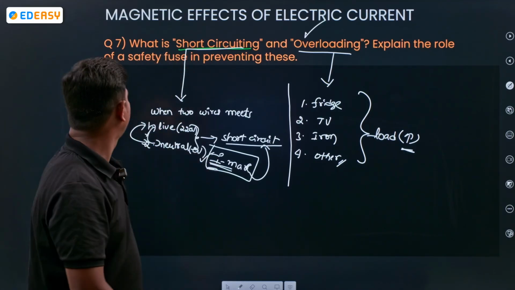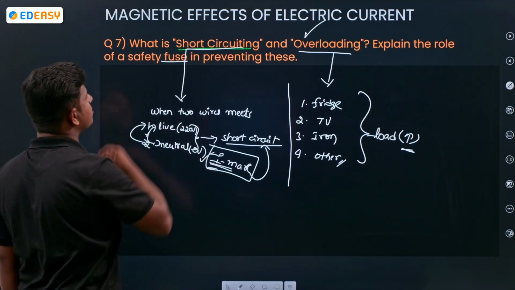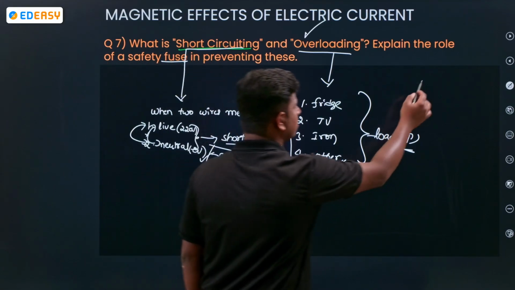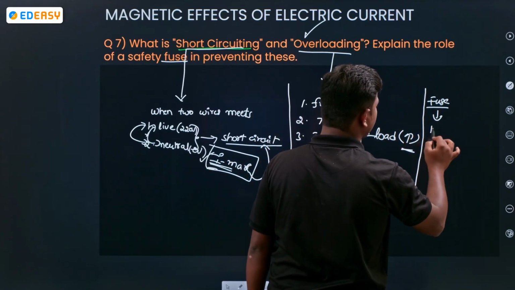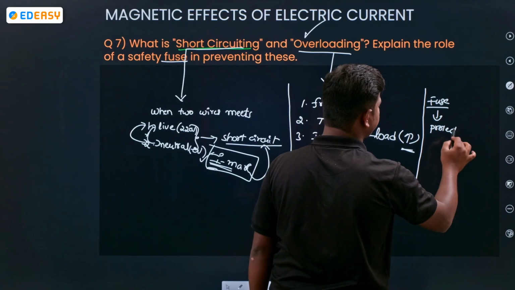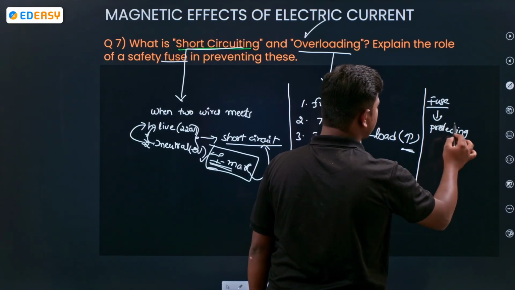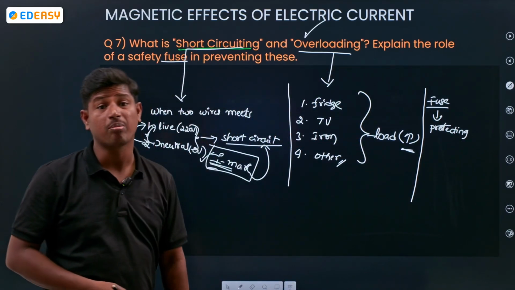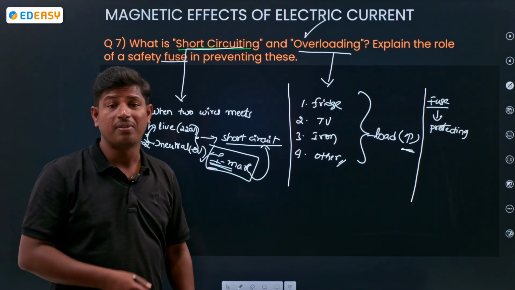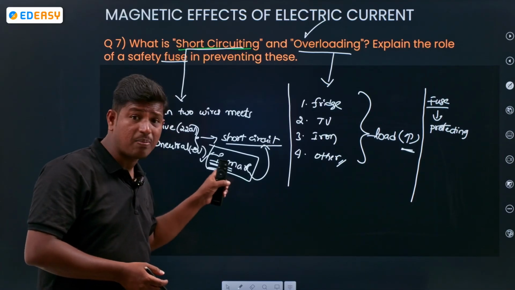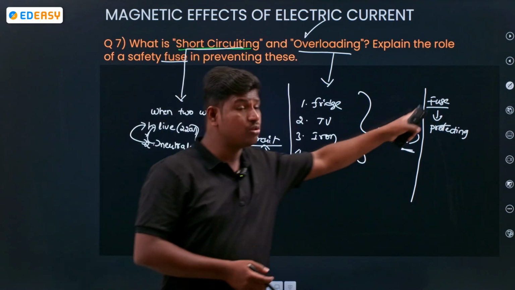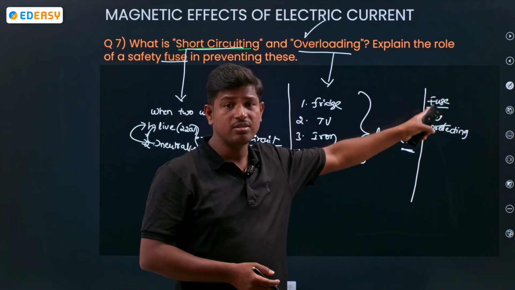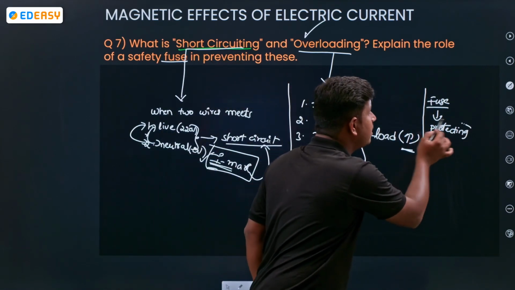Next, safety of fuse. What is the purpose of fuse? Protecting purpose only. If the maximum amount of current passes in electricity, what happens? The entire thing will collapse. That's why we use fuse for protecting purpose.